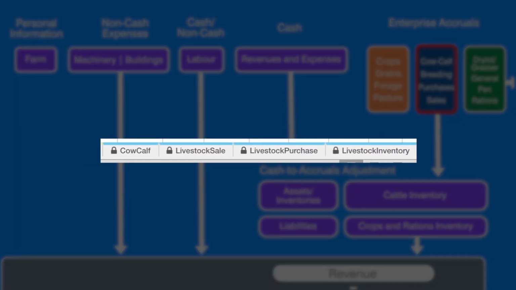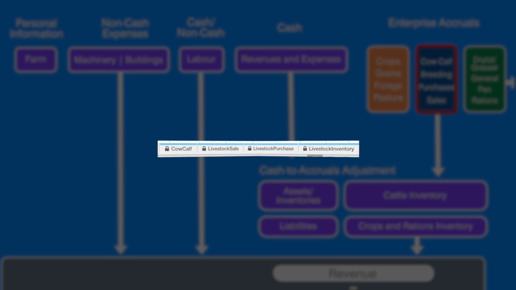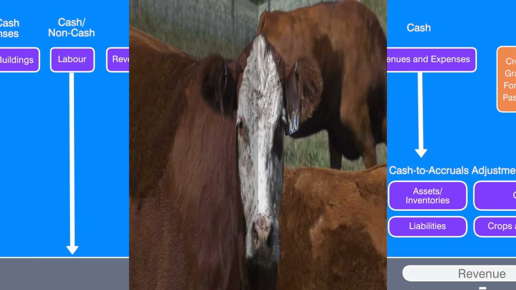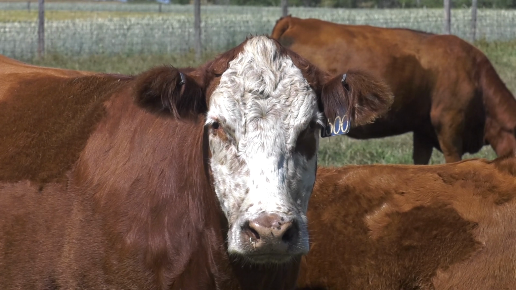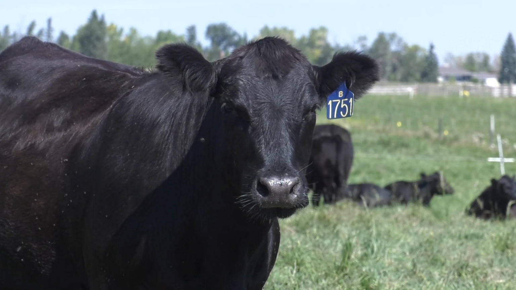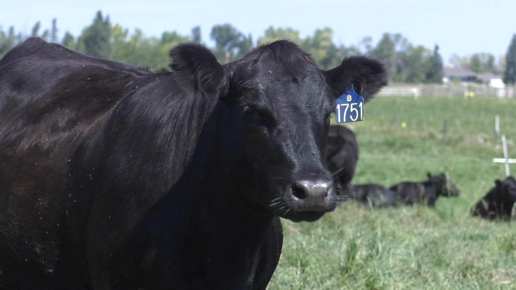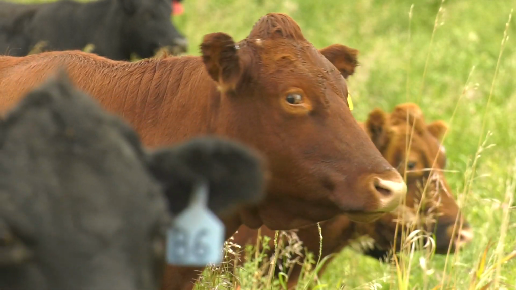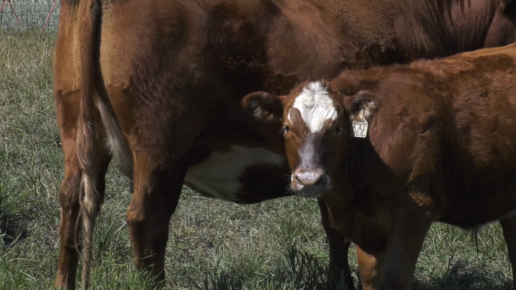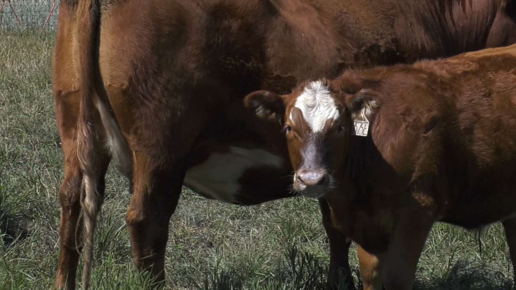Note the color scheme of the Livestock tab on the AgriProfit's Business Analysis program. To start, describe the beef enterprises on your farm. Is it a commercial or purebred herd? Do you retain heifers for the herd or do you purchase replacements? Do you sell all your calves at weaning or do you background or grass your calves?